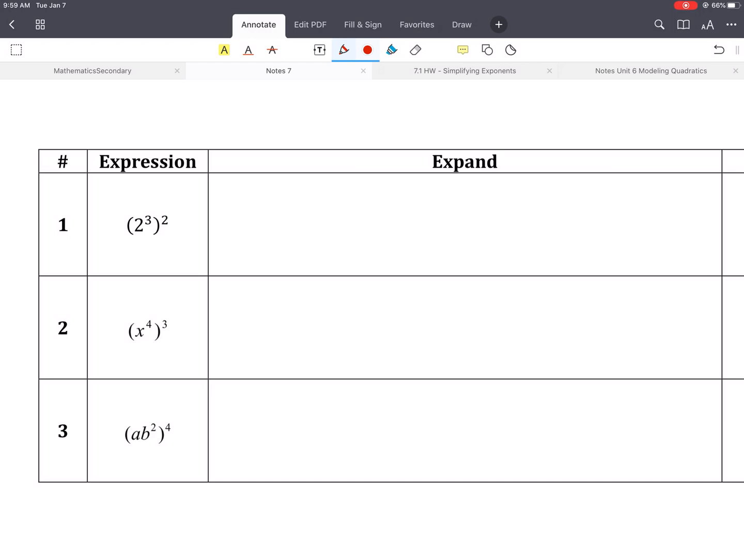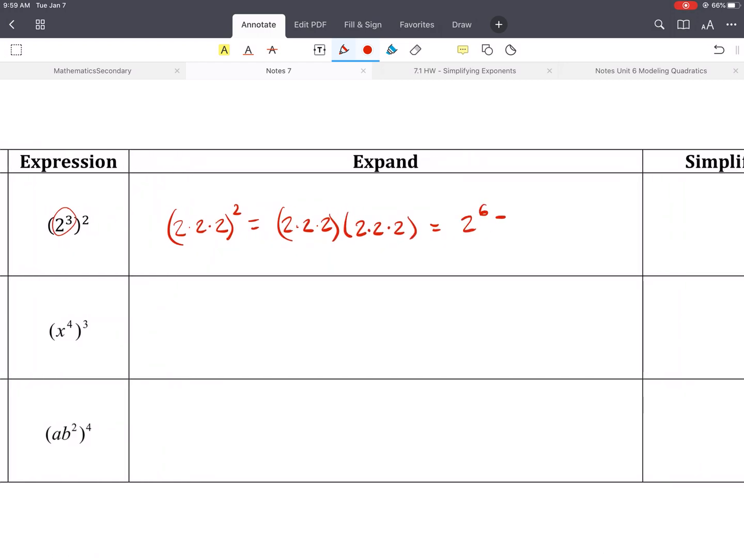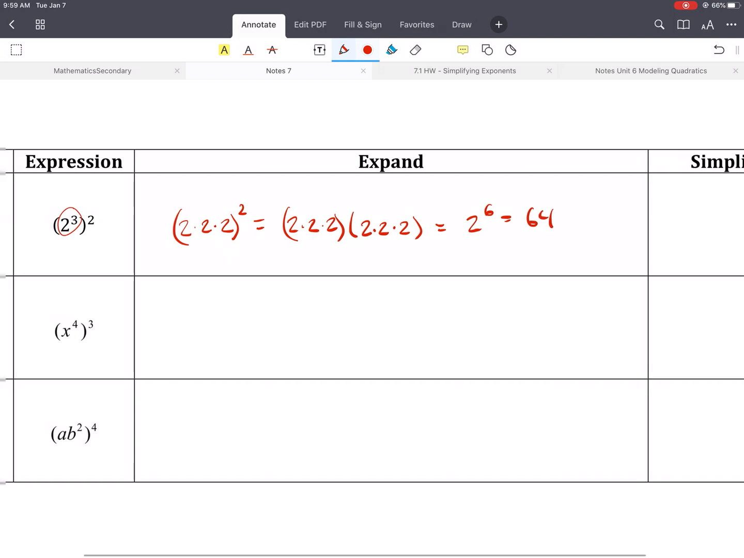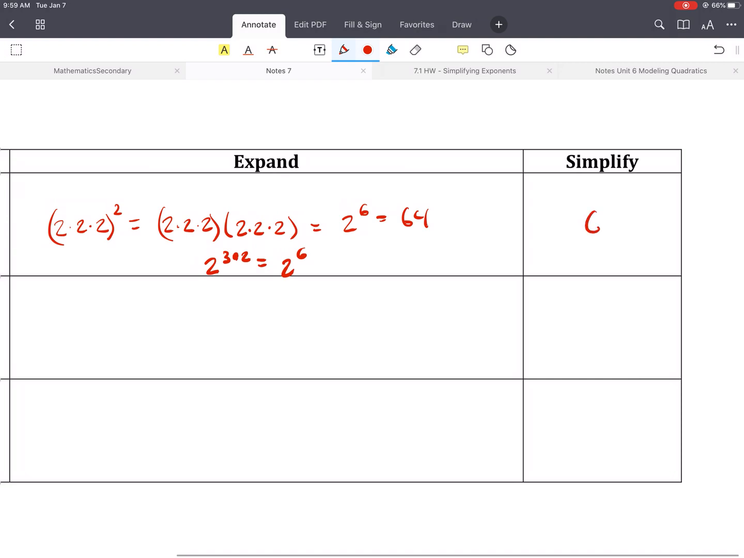So here, I mean, you could do 2 to the 3rd squared. Well, that's just 2 times 2 times 2 squared, and then expand it further: 2 times 2 times 2 times 2 times 2 times 2. That ends up giving us 2 to the 6th. Okay, so you could do it that way. That gives you 64. Or you could just realize the rule where that would be 2 to the 3 plus 2, or not plus, multiply. It gives us 2 to the 6. So that's much easier, and you end up getting the same answer.